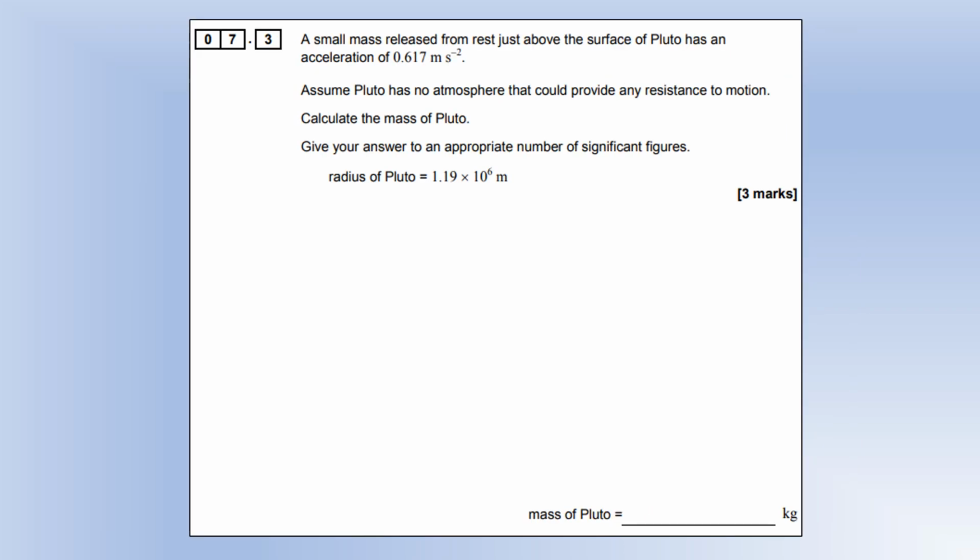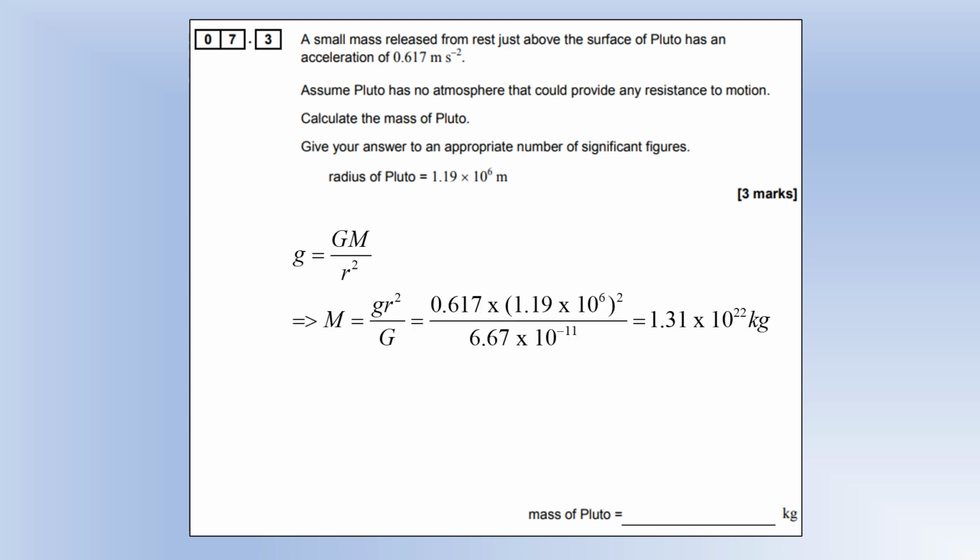So a small mass released from rest just above the surface of Pluto has an acceleration of 0.617 meters per second squared. Assume Pluto has no atmosphere to provide any resistance to motion. Calculate the mass of Pluto, giving your answer to an appropriate number of significant figures, and we've got the radius. If there's no resistance, that means the force is due to the weight force of the object, which is due to the gravitational field. So we essentially know what the gravitational field strength is, so we can rearrange to make mass the subject, plug the values in, giving us the mass of Pluto. All of those numbers are 3 significant figures, so our answer should be 3 sig figs.